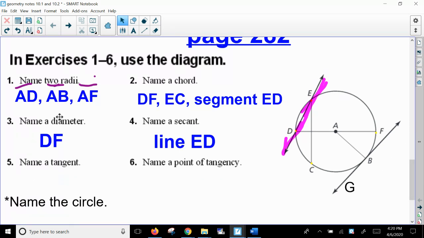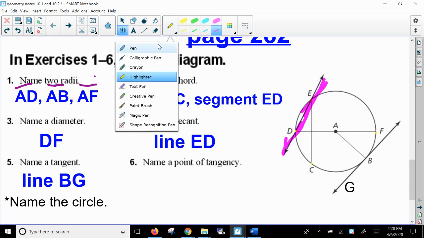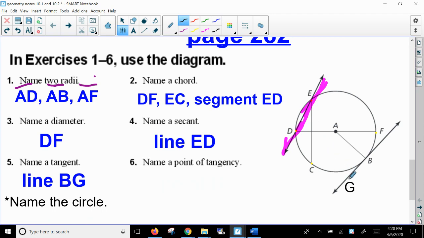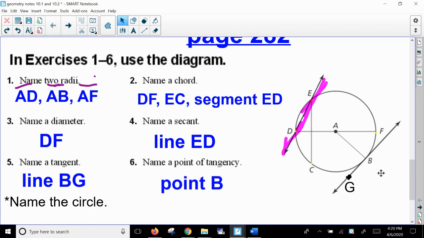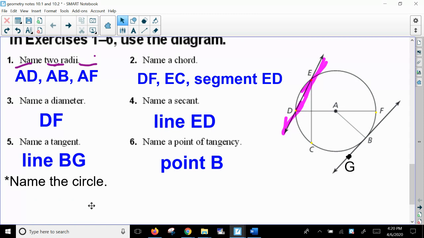And there's only one tangent line in this picture, and that's line BG. Now, I want to note that in your book, they forgot to add another point on the line, so I added it for you because you cannot name a line with 1 letter. People don't even try it. So this is line BG, and it touches the circle at 1 point. The point where it touches the circle is your point of tangency. So point B is our point of tangency. And you name the circle by whatever the center of the circle is. The center of the circle was point A, so we call this circle A.